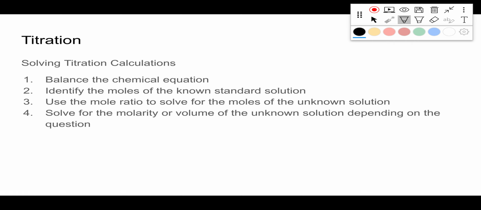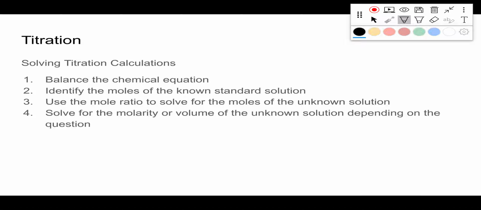You need to identify the moles of your known substance. It'll always give you enough information to solve for your moles of your known. Then you're going to use stoichiometry to get to your moles of your unknown. And then, depending on the question, typically we're going to solve for molarity, but sometimes it might ask you for the volume of your unknown. So it just depends on the problem.